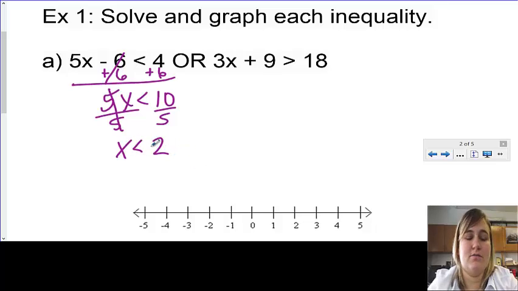When I graph this, 2 is the point that I'm talking about. It does not have the equal sign, so it's going to be open. And if I make my sign into an arrow, it says to shade to the left.